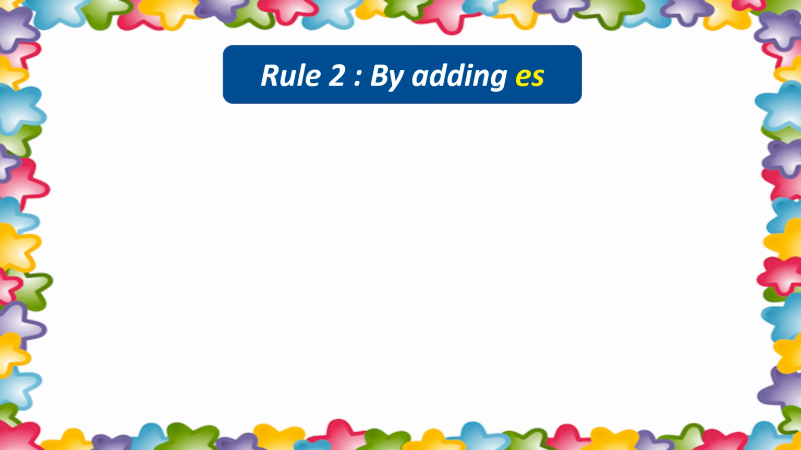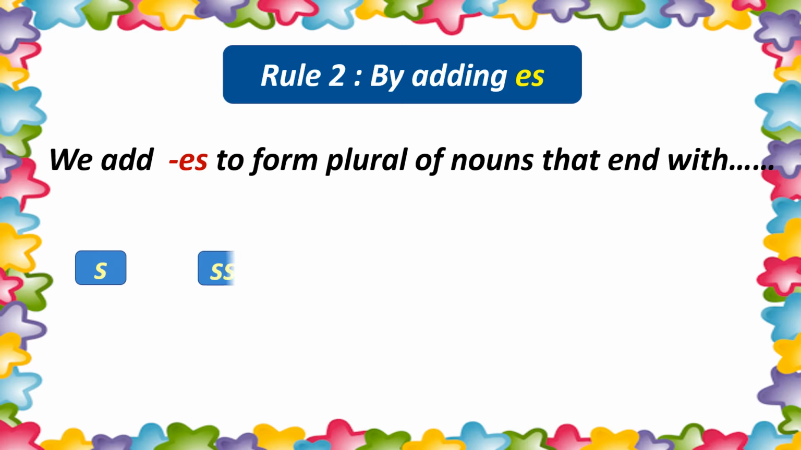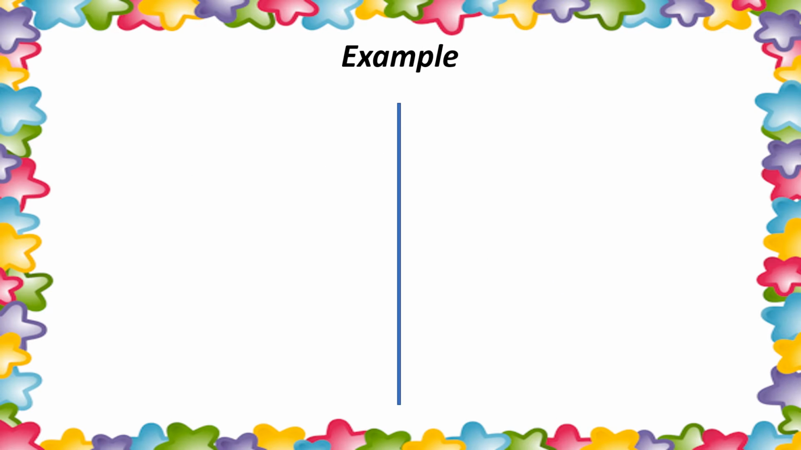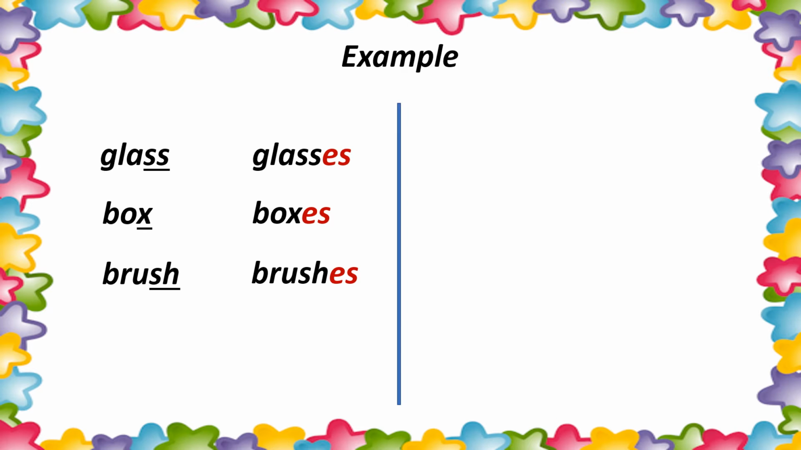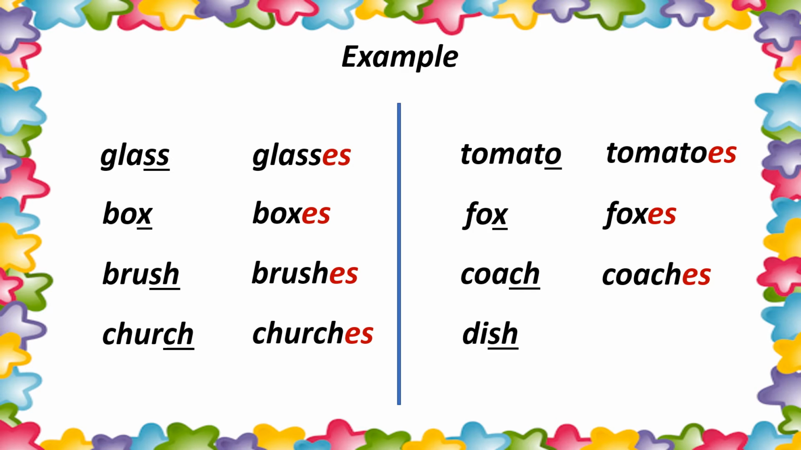Rule 2. By adding es. We add es to form plural of nouns that end with s, ss, sh, ch, o, and x. Example: glass, glasses, box, boxes, brush, brushes, church, churches, tomato, tomatoes, fox, foxes, coach, coaches, dish, dishes.